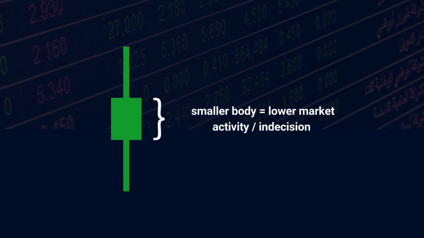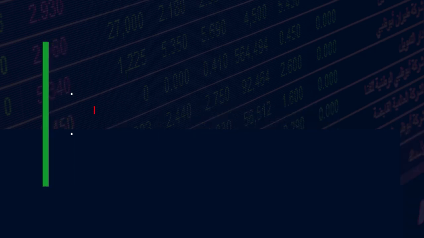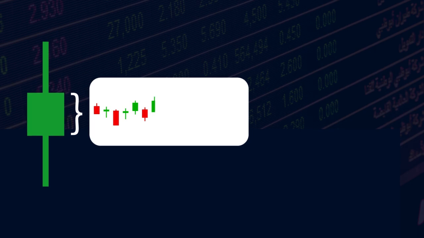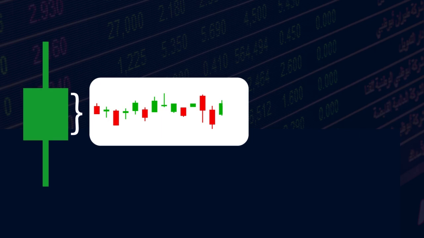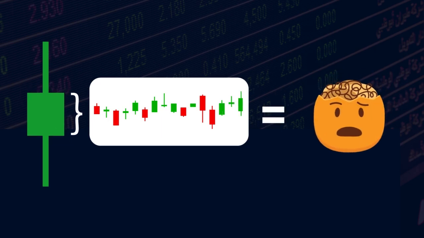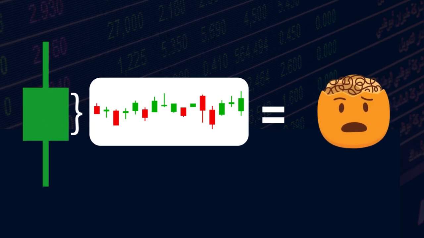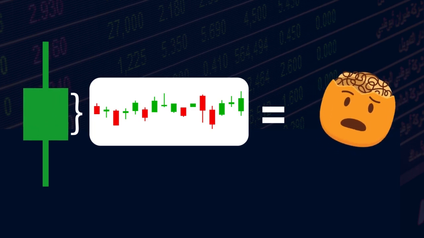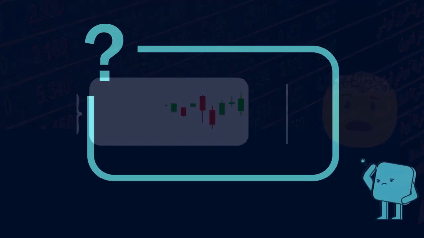A smaller candlestick body typically means lower market activity or indecision. When the real body is small, it indicates that the opening and closing prices were close to each other, showing little price movement during the time period. This suggests that neither buyers nor sellers had strong control, resulting in a balance of buying and selling pressure.